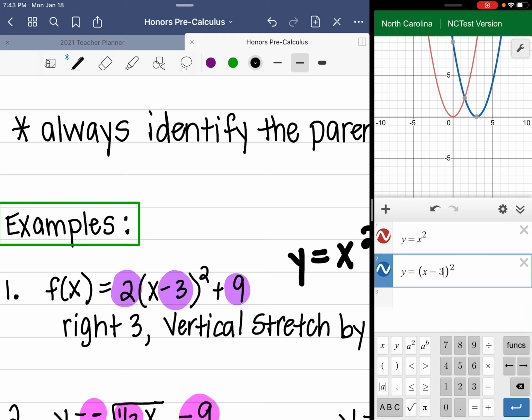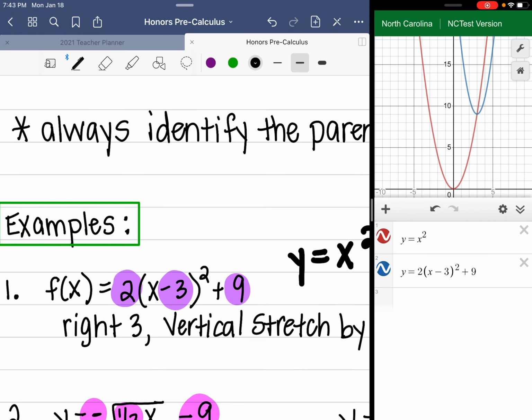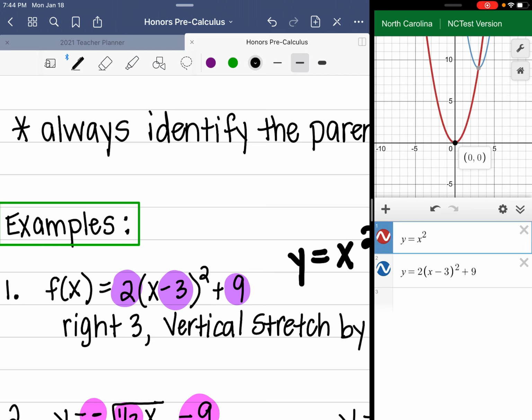So 3 units. Then from there, we went to the front of the function, which we said was a vertical stretch. If I stretch it vertically, that means I'm pulling the top and the bottom vertically, so we're changing the y values. That's going to make it look skinnier. And then finally, we're going to do plus 9, which means we went up 9 units. So you can see that we start at 0, 0. Now the vertex is at 3, 9 because we went to the right 3 and up 9.